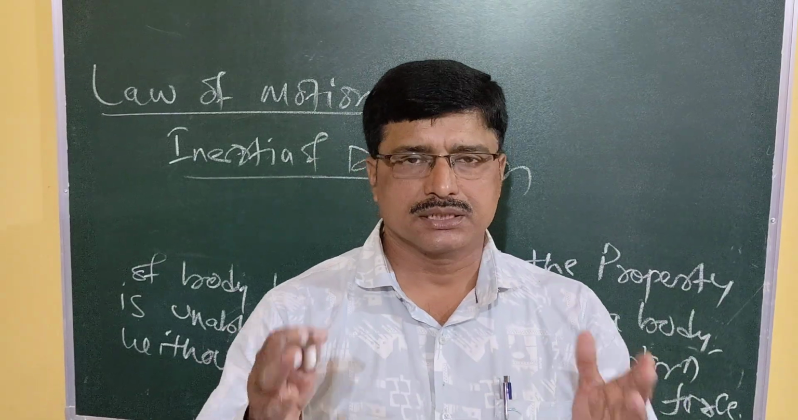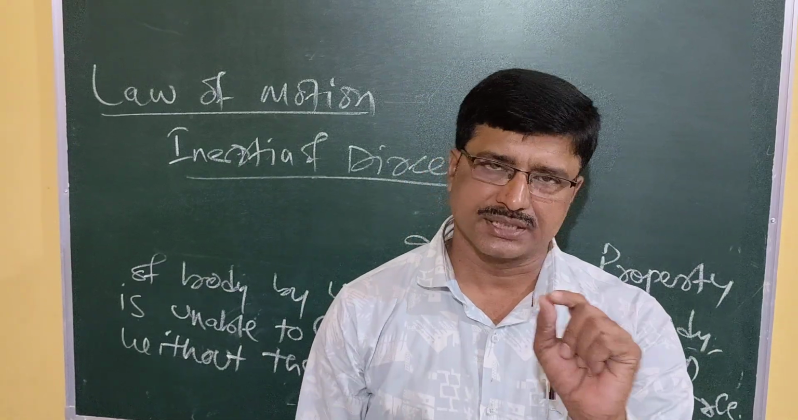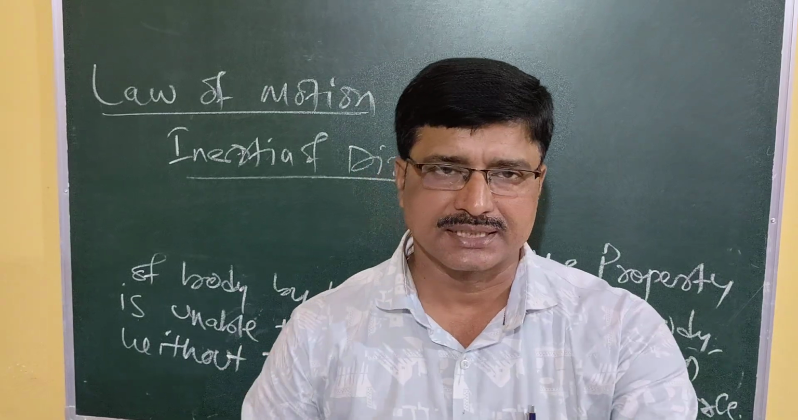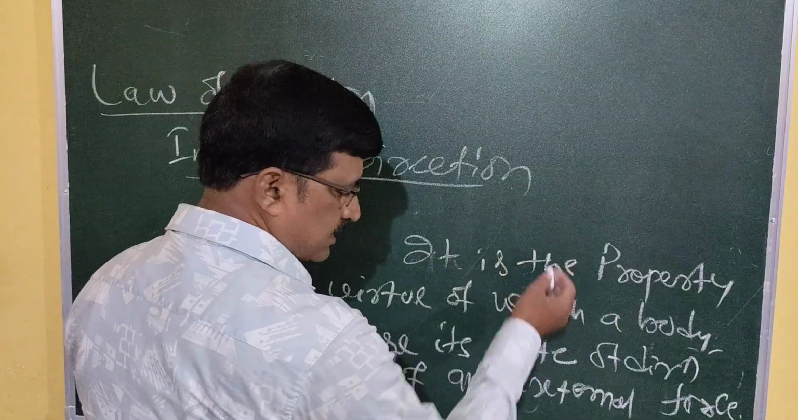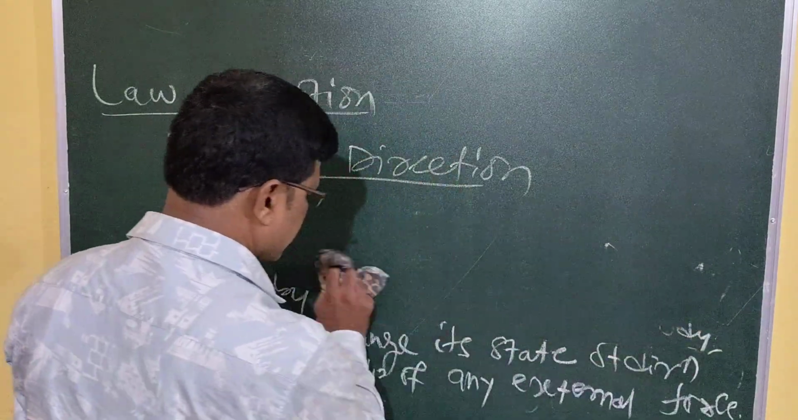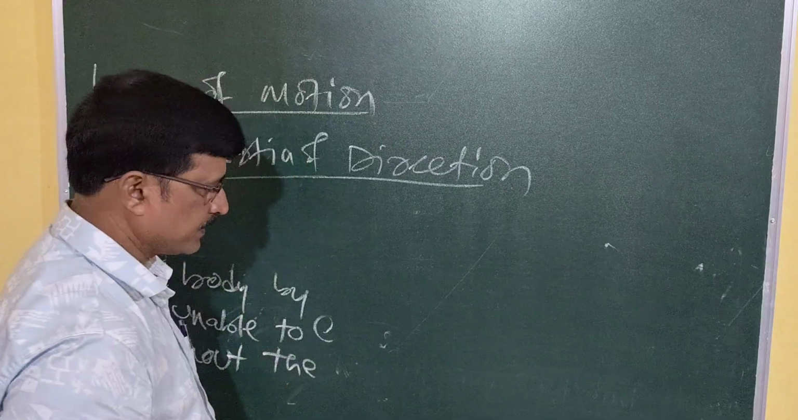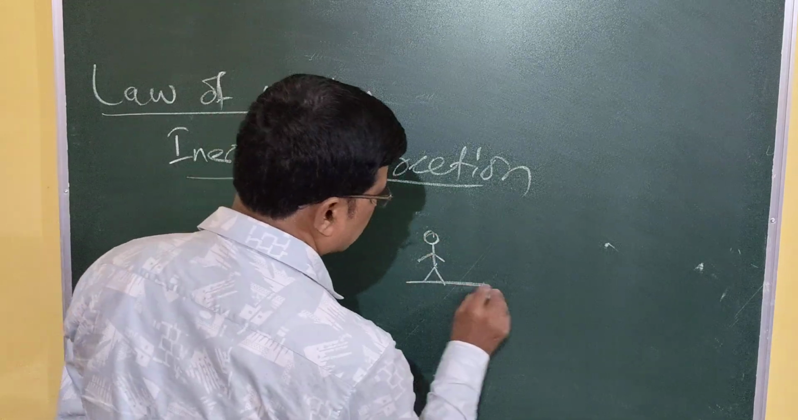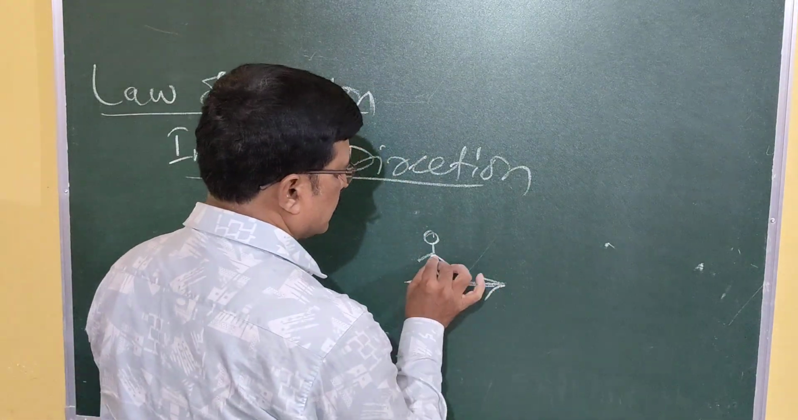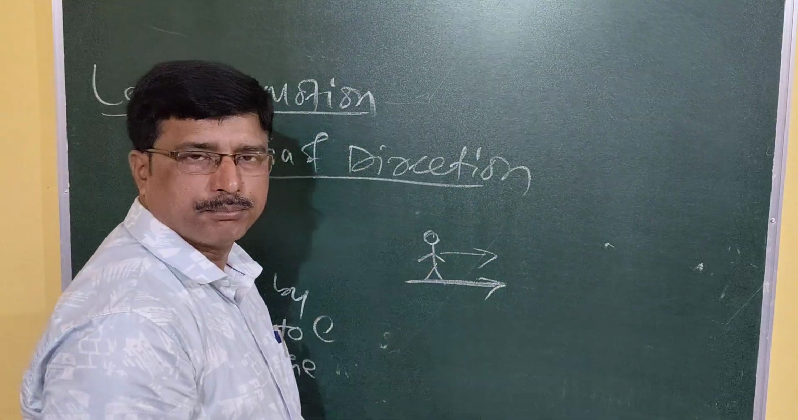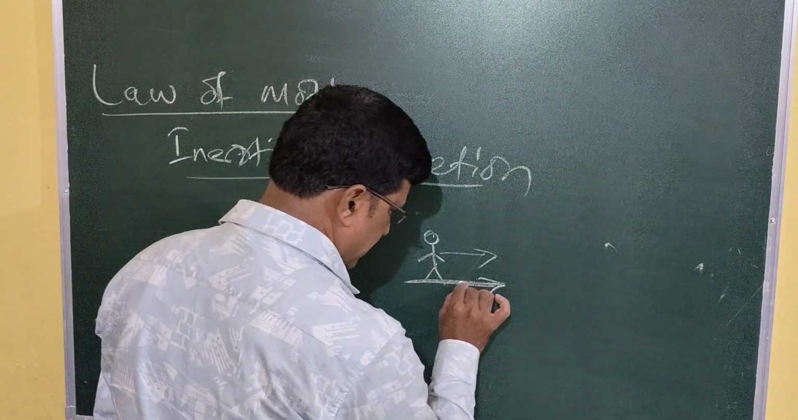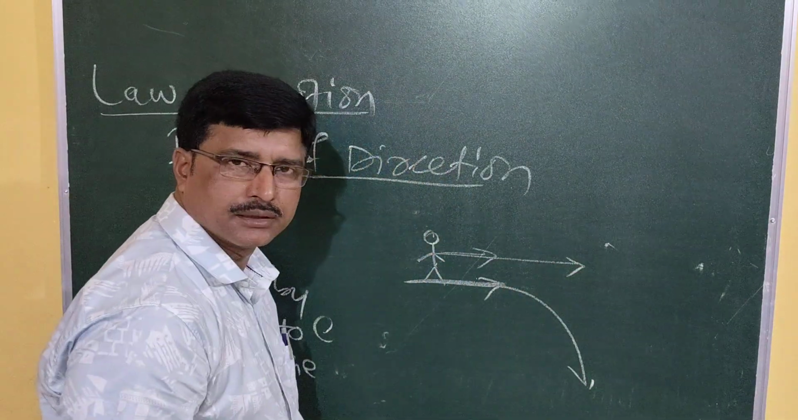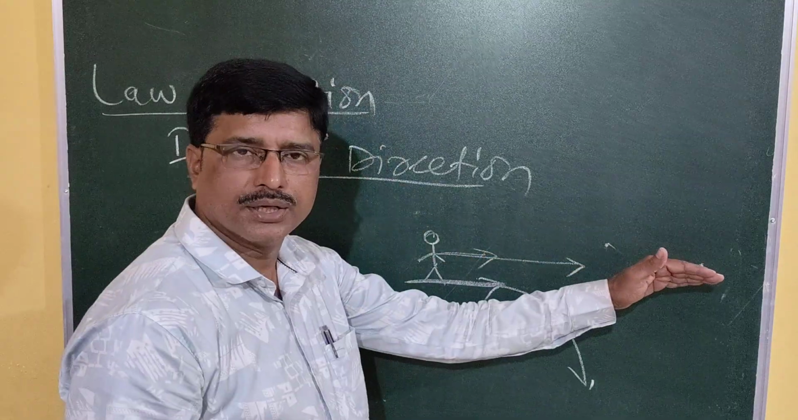Okay, that means we are again taking one example of a bus. A person sitting in a bus gets an outward jerk if the bus changes its direction suddenly. That means a passenger sitting in a bus, I am taking this for a diagram. When the bus moves with some velocity in this direction, this person also moves with the bus with the same velocity. But when it suddenly changes its direction, the body is still moving in the original direction.